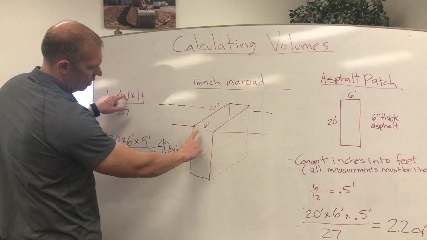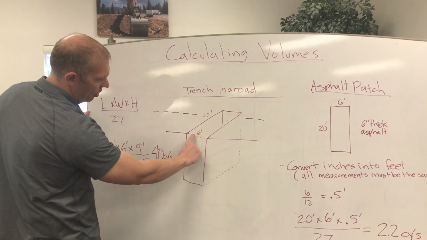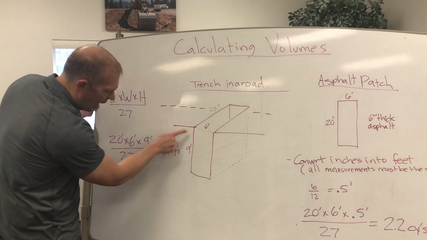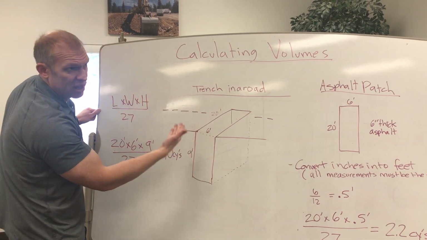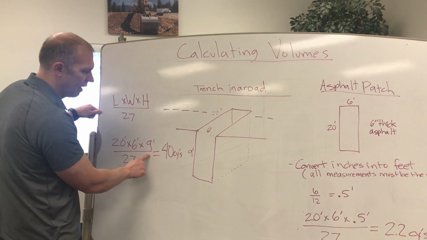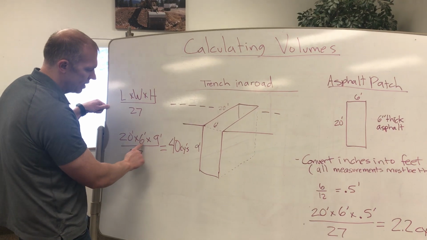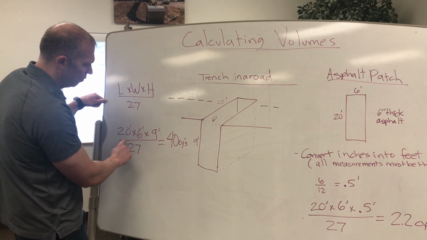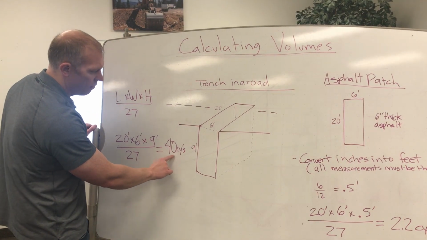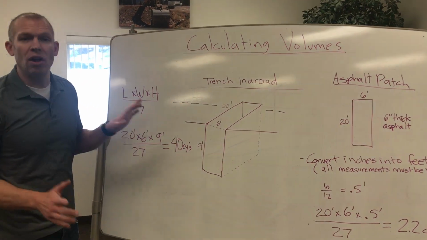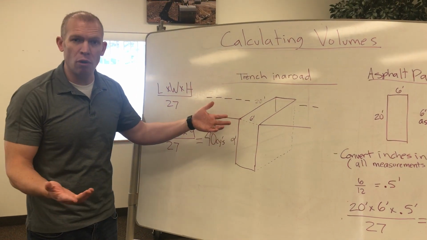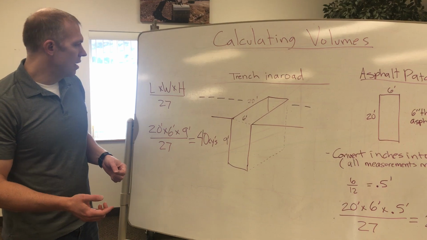And then the width, which is 6 feet here. So there's width, and we have 6 feet wide. And then the height of our trench is 9, or it's 9 feet deep is another way to put it, which is the height. So we have 9 feet. So 20 feet by 6 feet by 9 feet divided by 27, which converts it to cubic yards, equals 40 cubic yards. Now we know how much concrete or flowable fill we would need to order if we had to flowable fill that entire trench.